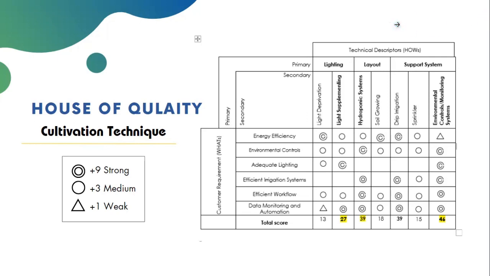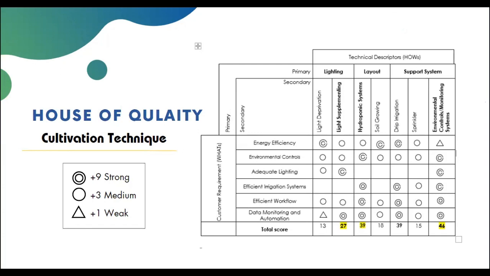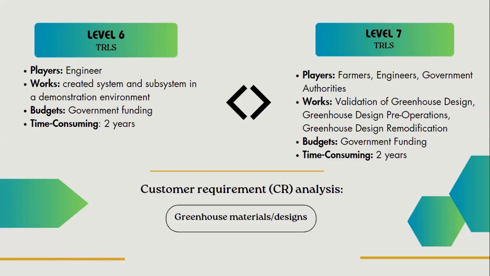So the next point will be based on the material and construction of the greenhouse. For level 6 and level 7, we combine them together to create the greenhouse design and also the greenhouse material. In level 6, the main player is the engineer. The work they try to get done is to create the system and subsystem in the demonstration environment. The budget will come from the government, and the time consumed will be around 2 years.